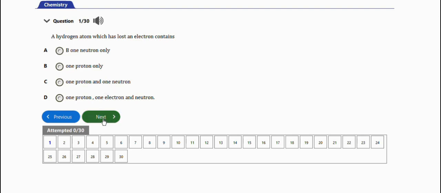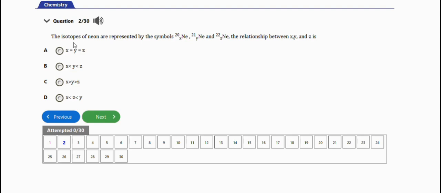So the next repeated question will be this one. It says the isotopes of neon are represented by the symbols. The relationship between X, Y, and Z is... So when we talk about isotopes, they are atoms that have the same atomic number but different mass numbers. So this shows us that the atomic number of X, Y, and Z will be the same. So the right option is option A. X, Y, and Z, which represent the atomic number, are the same. So X equals Y, Y equals Z. That is for this question.